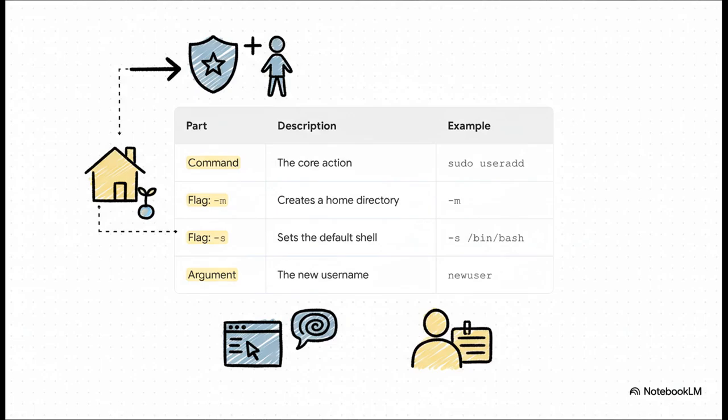Okay, let's break this command down so it's not so intimidating. sudo useradd just means do this with your admin's superpowers. The -m flag is super important. That tells the system, hey, actually create their home directory, their personal room. The -s /bin/bash flag sets up their command line environment. And of course, you just tell it the username for the new person.